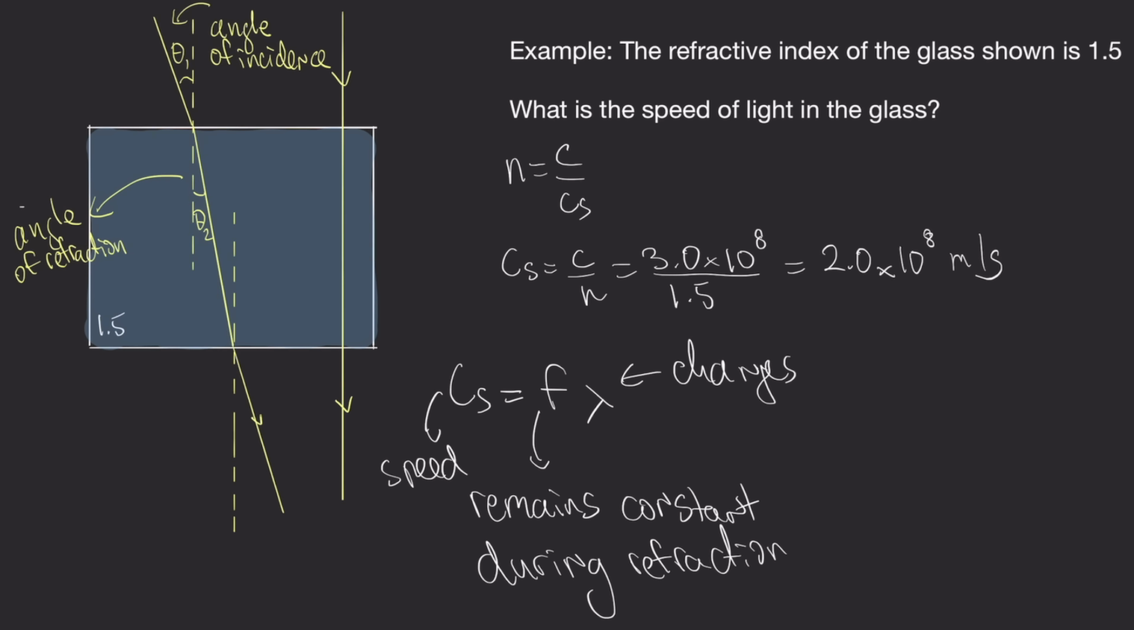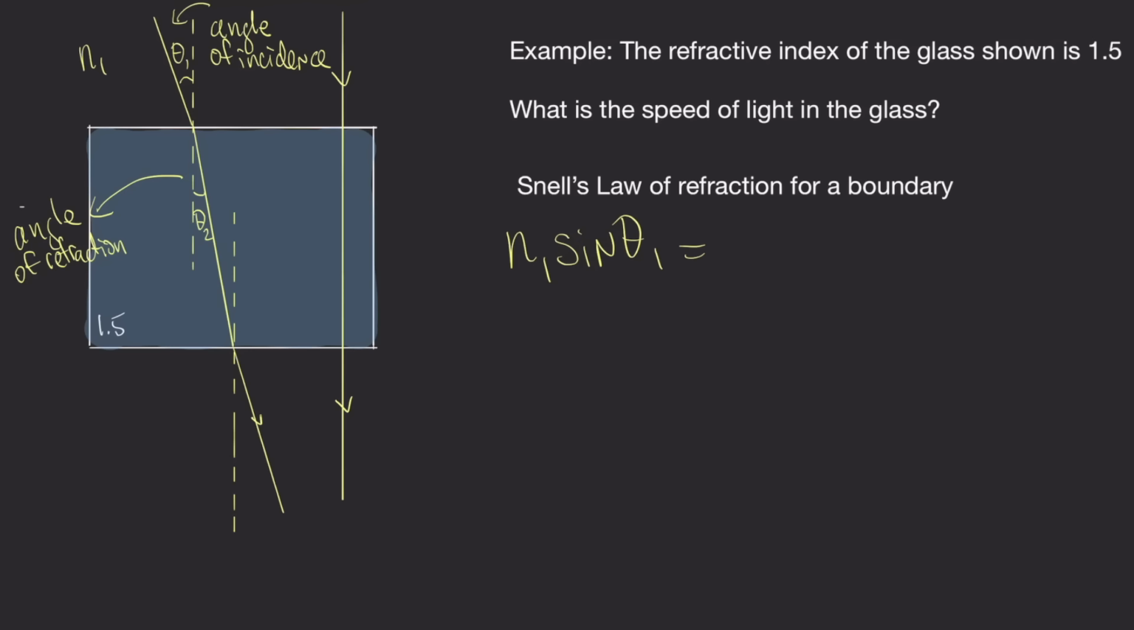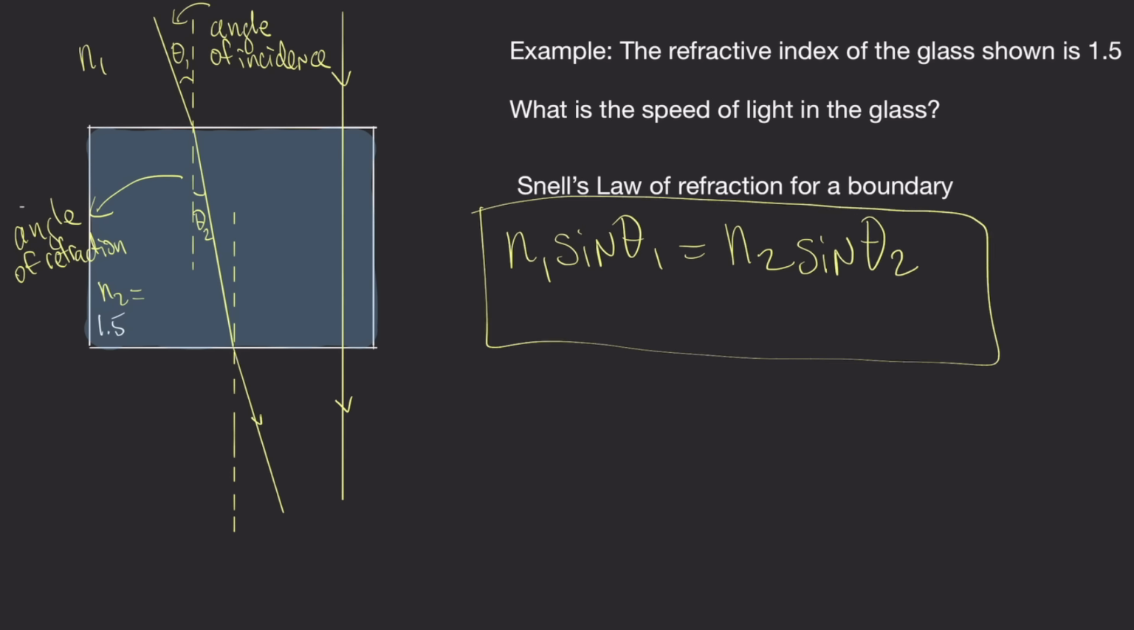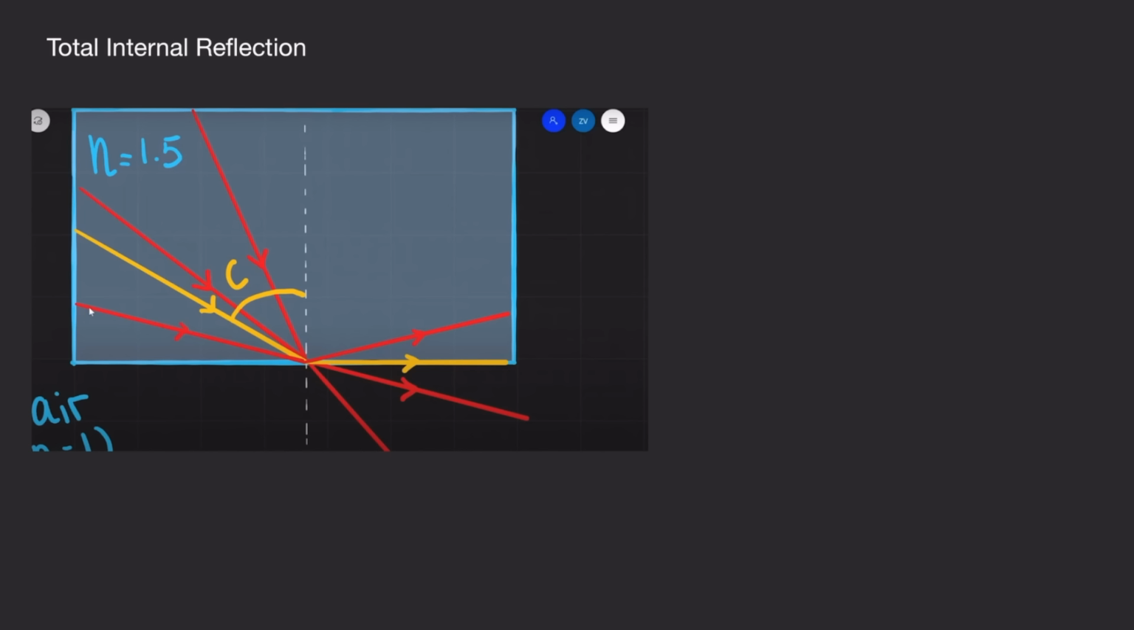But what will this angle of refraction actually be exactly? Well, this can be determined by Snell's law of refraction for a boundary. This says that the initial refractive index, let's call it n1, multiplied by sine of θ1, being the angle of incidence, is going to be equal to n2, which is the refractive index of the second substance, multiplied by the sine of the angle of refraction, θ2. And this is often applied to lots of problems. Let's talk about total internal reflection. Imagine that situation that we had before.